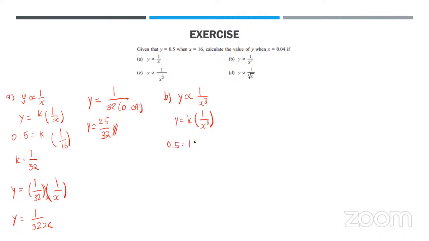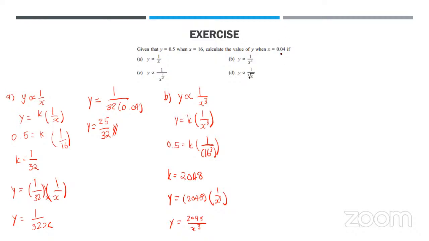0.5 is equal to k multiplied by 16 cubed. Okay, let's just put that in the calculator. And you get k is equal to 2048. Now we can sub back into the original equation and you will get y is equal to 2048 multiplied by 1 over x cubed. Or you can simplify it to get 2048 over x cubed.